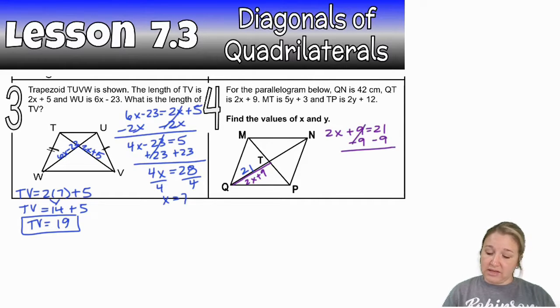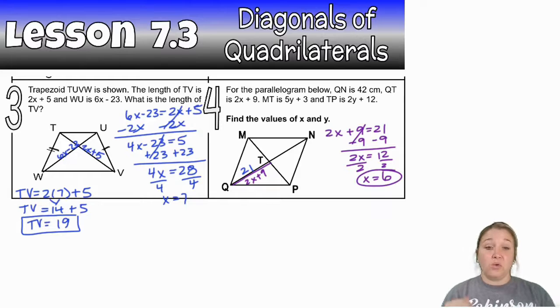I'm going to subtract 9, and so 2x is equal to 12. Divide by 2, and x is equal to 6. That's part of it. So either way you decide to do, it doesn't matter because it's a bisector, okay?